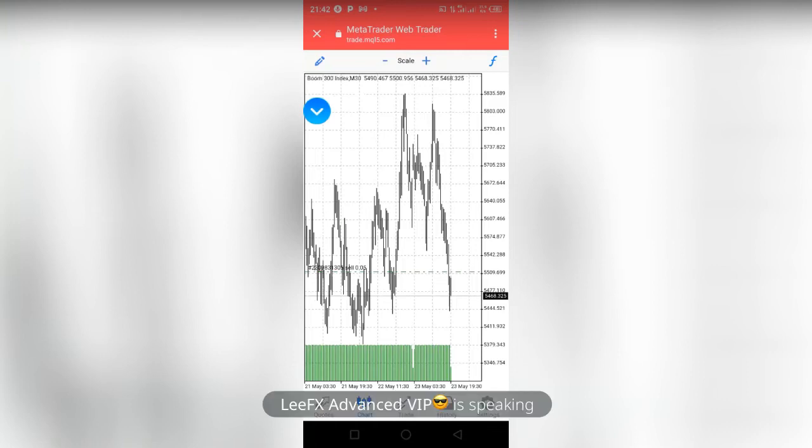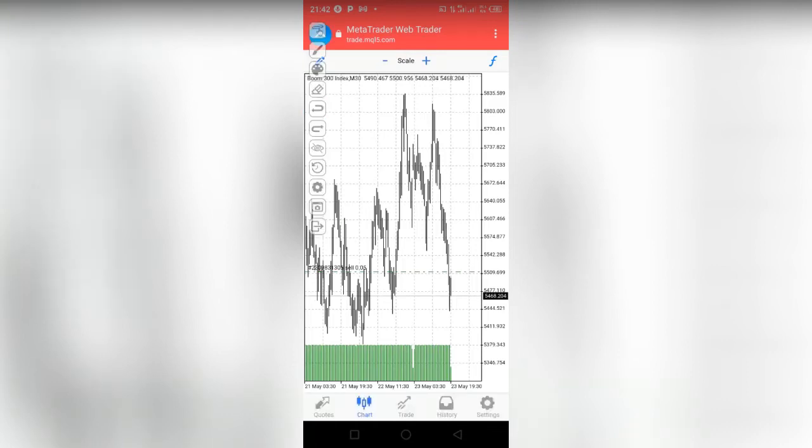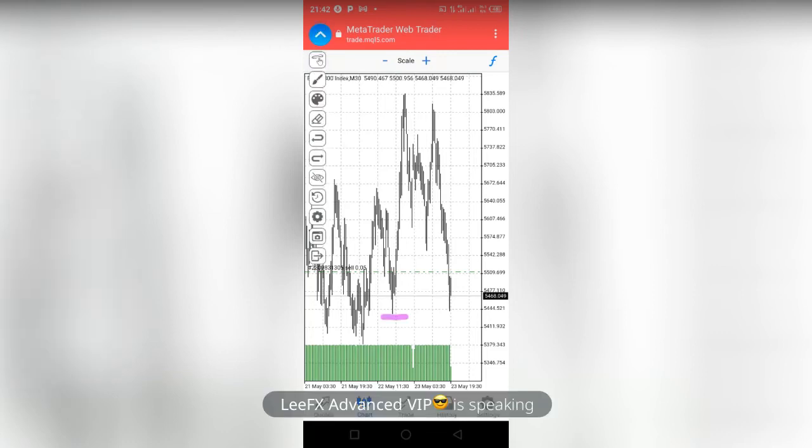The moment it breaks here up to this level, that is what we are expecting. The moment the price breaks this level here, it means it is a good sell. It will continue selling, meaning the trend that you start will be a sell.